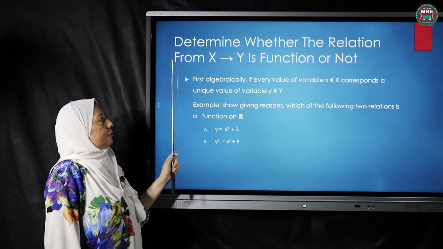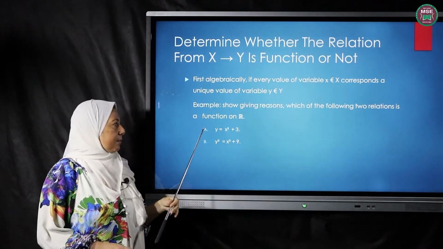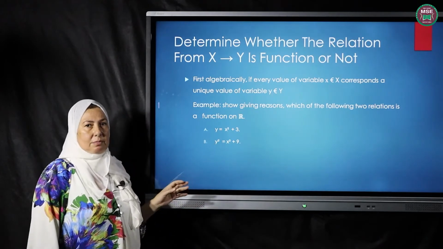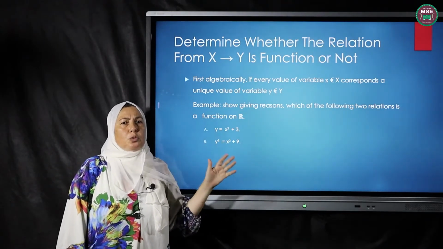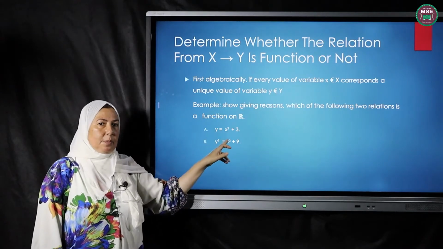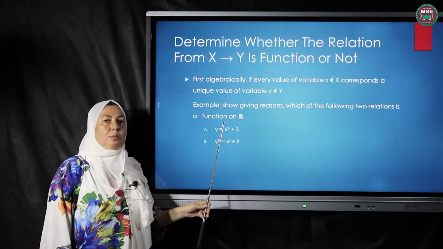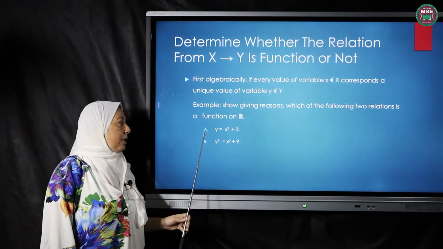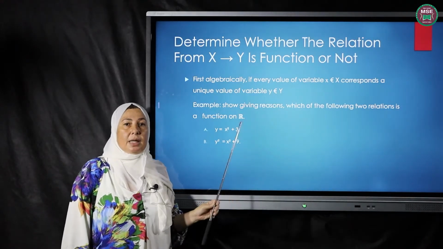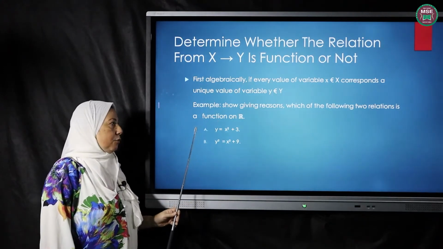Determine whether the relation from x to y is a function or not. For example, y equals x squared plus 3: function or not? By substituting any numbers, negative, zero, square root, cubic root, whatever number. Say x equals 1, y equals 1 squared plus 3 equals 4. x equals negative 1, y equals negative 1 to the power 2 plus 3 equals 4. Every element in x has only one element in y, only one image. Therefore, y is a function.